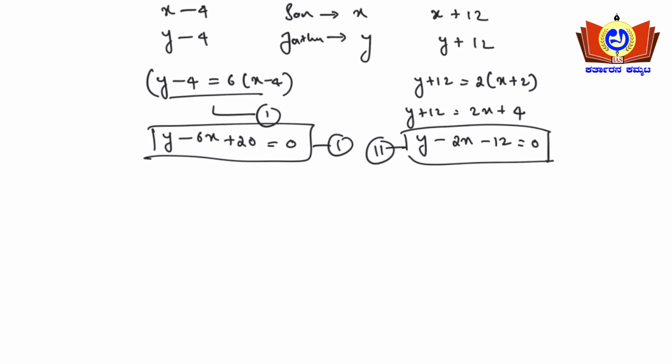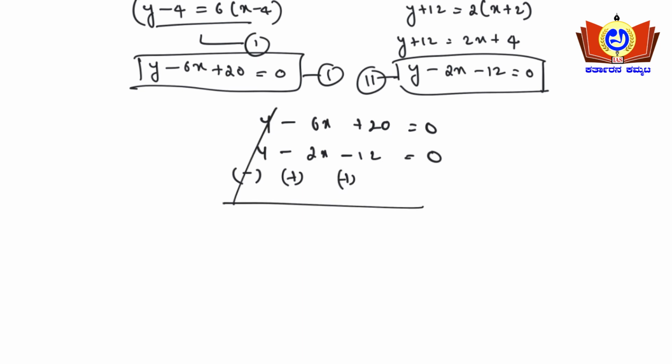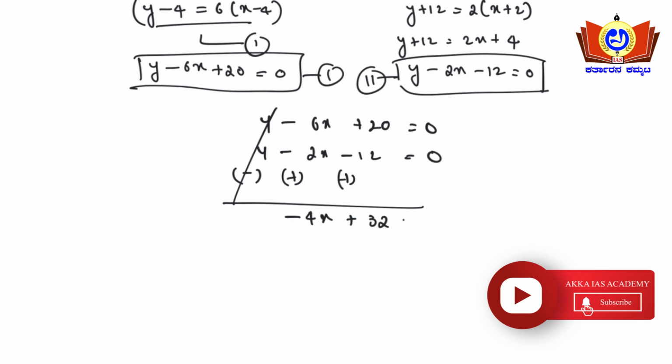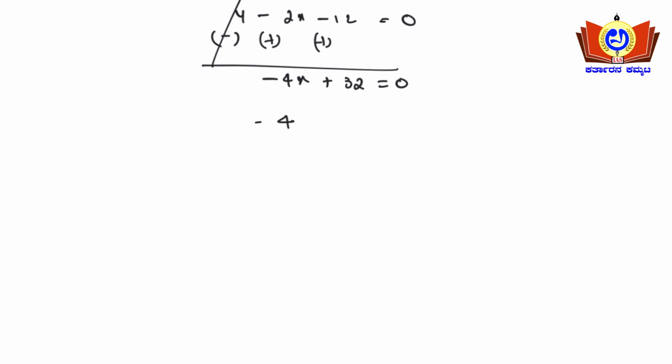So upon equating these two equations, y minus 6x plus 20 equals 0 and y minus 2x minus 12 equals 0. Simply subtract here, this will become addition, changing the sign. So y gets cancelled, plus 2x and minus 6x will be minus 4x, plus 12 and plus 20 will be plus 32. Minus 4x plus 32 is 0, so 4x will be equal to 32. x will be equal to 32 upon 4, that will be 8. Okay, x will be 8 here.